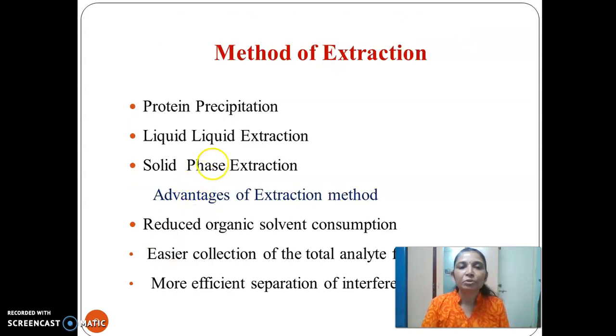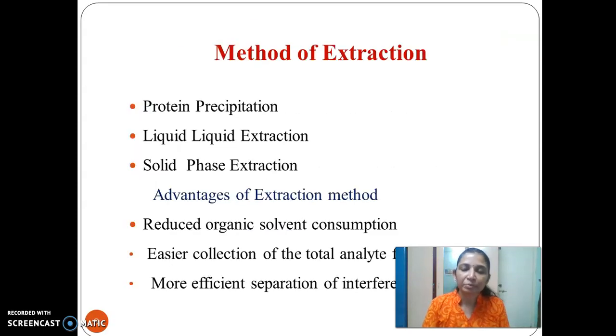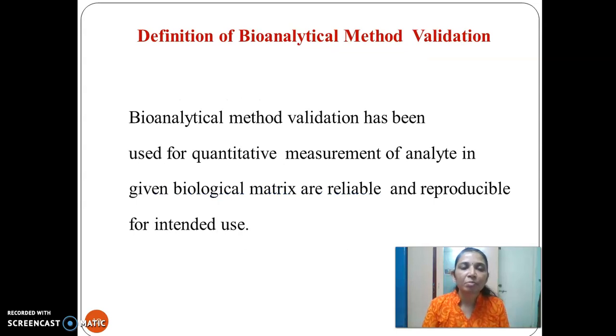Then after that you have to select the method of extraction. There are three types of extraction method: protein precipitation method, liquid extraction method, and solid phase extraction method. Out of the three methods, we can select any one. The advantages of extraction methods are reduced organic solvent consumption, easier collection of the total analyte fraction, and more efficient separation of interferences. So this is very helpful for the selection of the sample extraction method. We can extract the sample from plasma, serum, or urine.